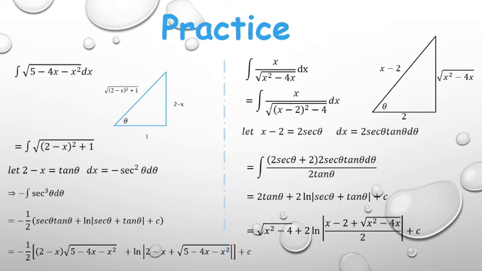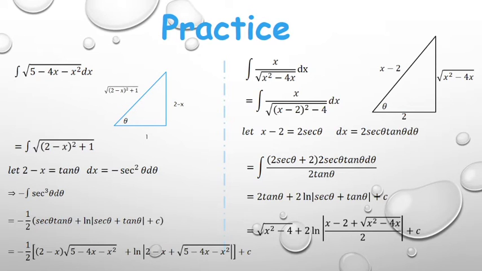For the left part of this practice problem, we use complete the square and then use trigonometric substitution, and then it becomes a pretty simple problem because it becomes that, and we find the solution right there.